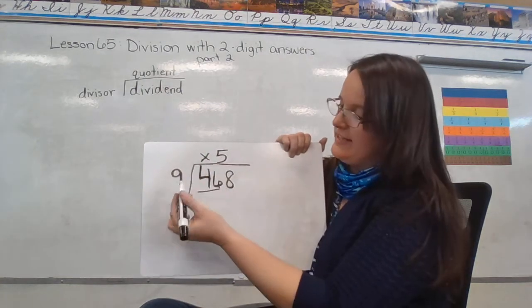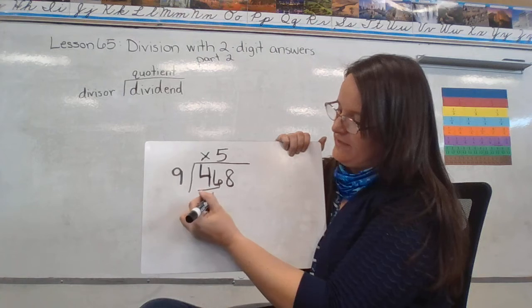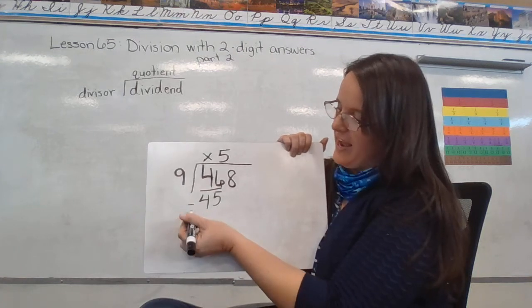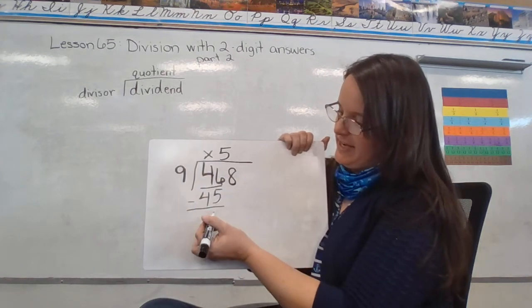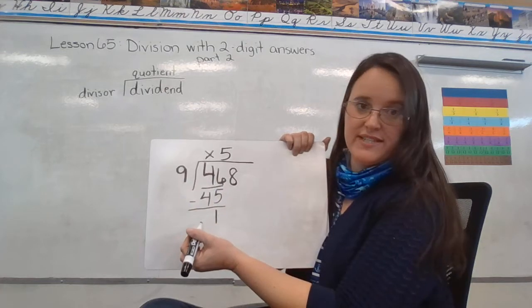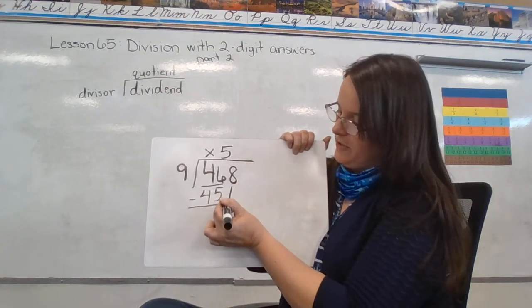9 times 5 is 45. Subtract. 6 minus 5 is 1. 4 minus 4 is nothing. Drop your 8.